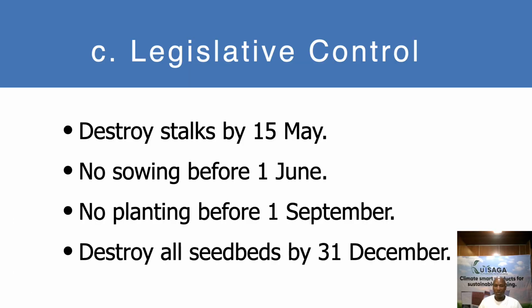In terms of legislative control, for the seedbed, no sowing of seeds should be done before the 1st of June. No planting of tobacco crops should be done before the 1st of September. And all seedbeds should be destroyed by the 31st of December every year. Failure to comply with this legislation is an offense.